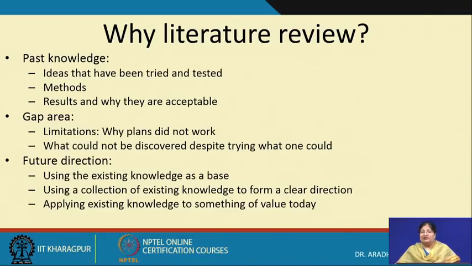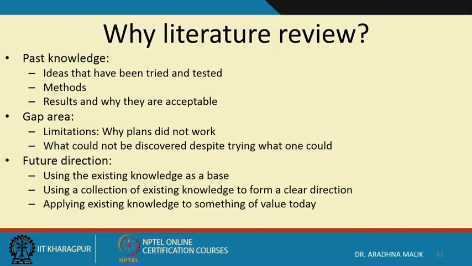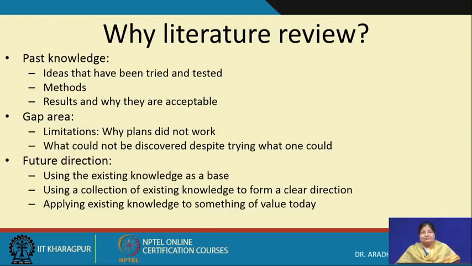Then we come to the gap area. Now, when we come to the gap area, we also study literature to identify why people's plans did not work out. So, any good research paper will have a section on limitations. Now, limitations tell you why people's plans did not work out. So, you started by saying that you would do something, but you were not able to complete it, you were not able to finish it. So, why did plans not work? Then, what could not be discovered despite trying what one could?